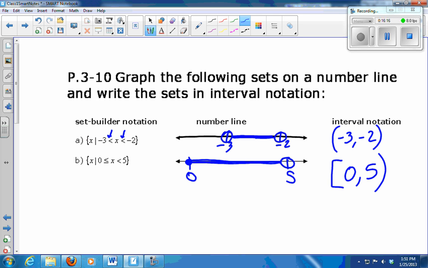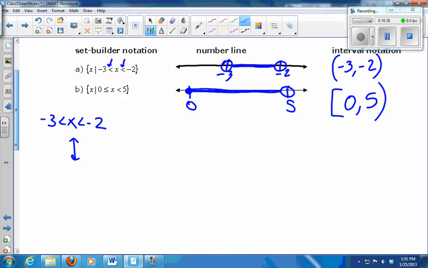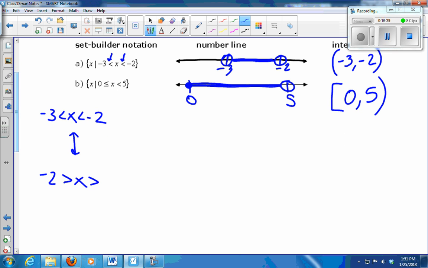So in general, whenever possible, we write numbers in sequential order. Smallest to biggest goes left to right, even in set builder notation. So we like to do that, even though, let's say, -3 less than x less than -2 would be equivalent to saying that -2 is bigger than x, which is bigger than -3. But because we rely so heavily on the number line visual to tell us about the order of numbers, it makes sense for us to always try to stick with that smaller number on the left, bigger number on the right.